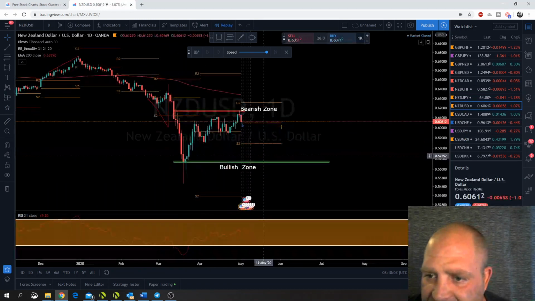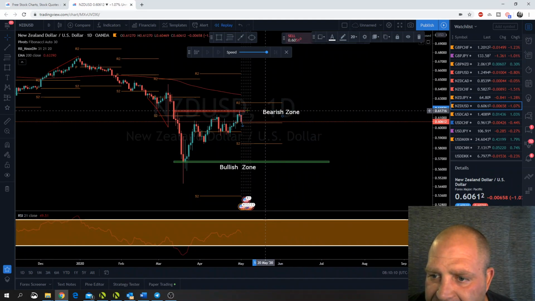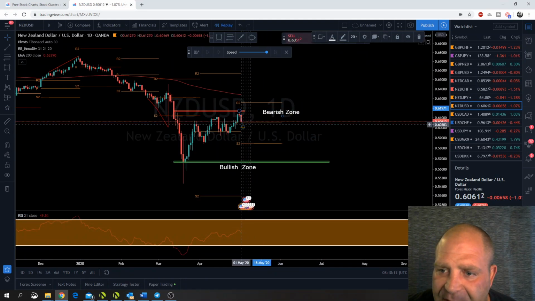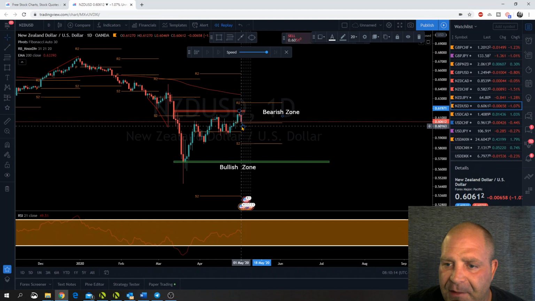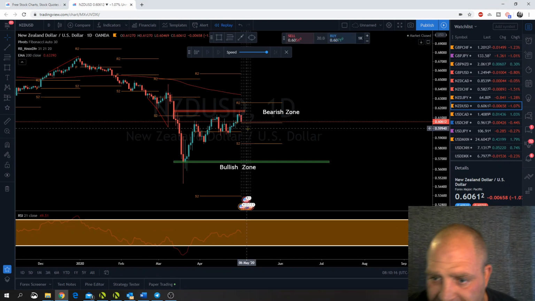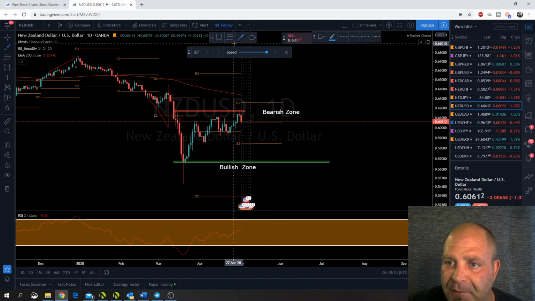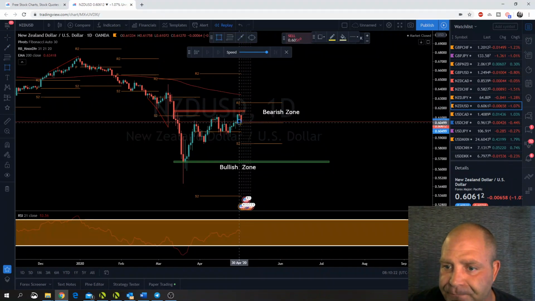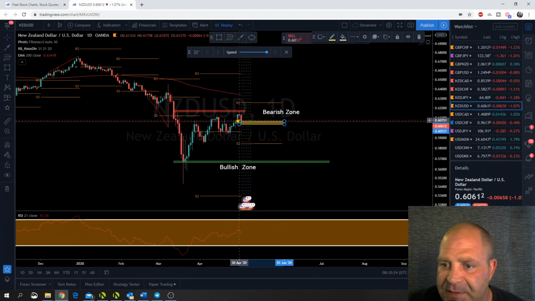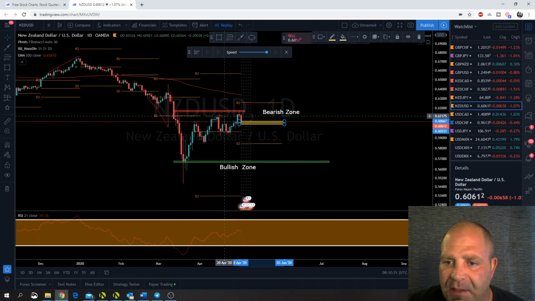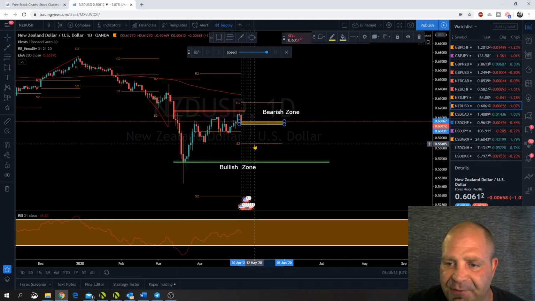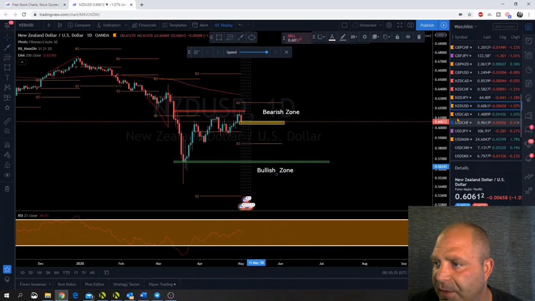NZD USD price hit our bear zone perfectly. Back to the pivot. I think now that we've hit that pivot, we're in our make or break zone. So if it shoots up, R2, 200 EMA. If we break below it, this S2 is a great weekly target.